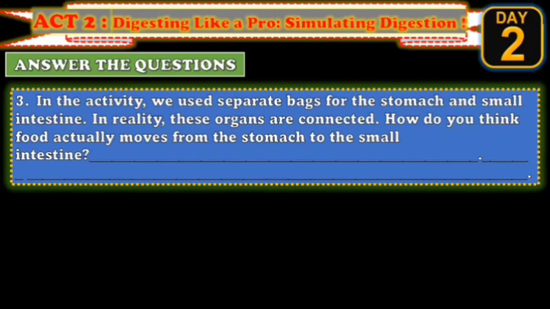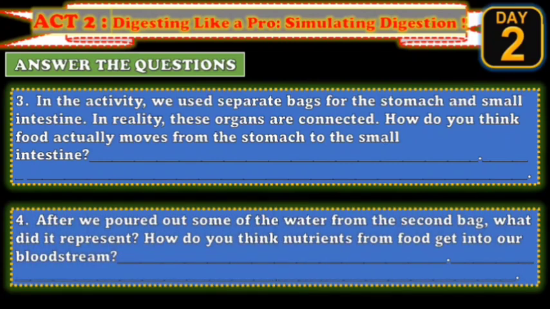Question number 4. After we poured out some of the water from the second bag, what did it represent? How do you think nutrients from food get into our bloodstream?